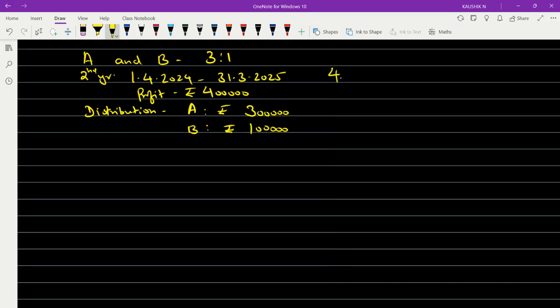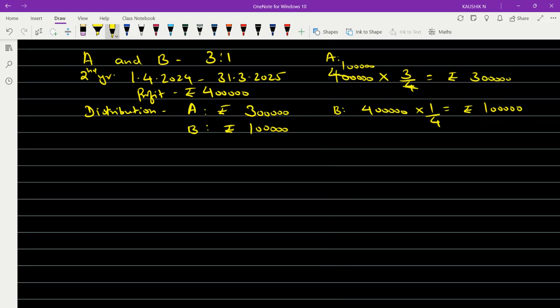It is very simple. The net amount is 4 lakh. For A, this 4 lakh should be distributed in the ratio of 3 by 4, and for B, it will be 4 lakh into 1 by 4. So this will give you rupees 3 lakh and rupees 1 lakh. So now you can see a variation.